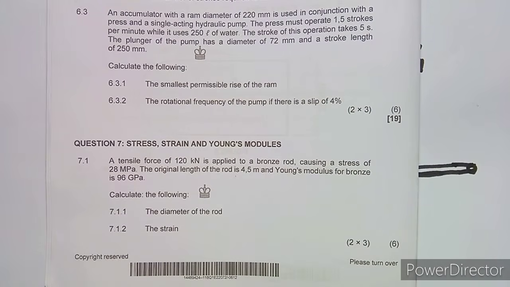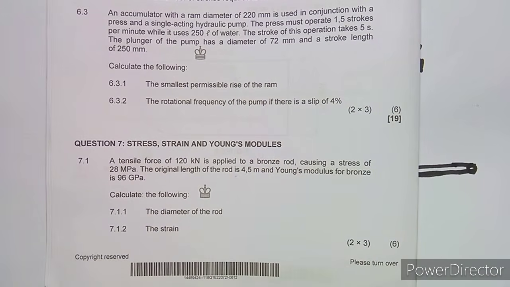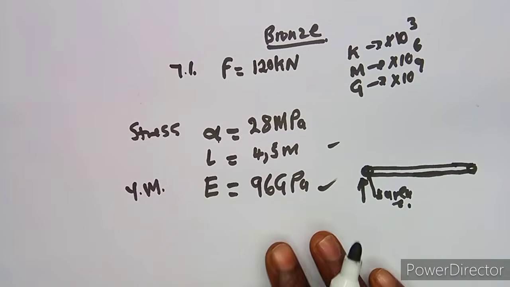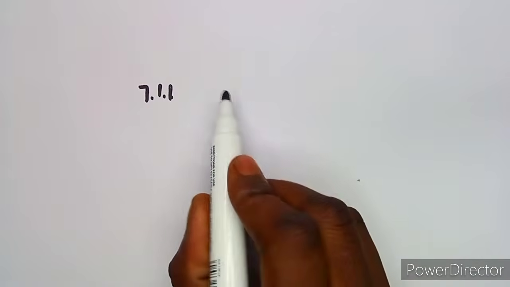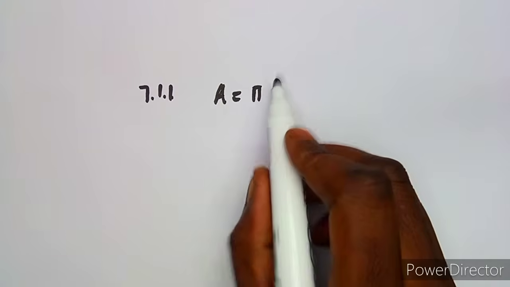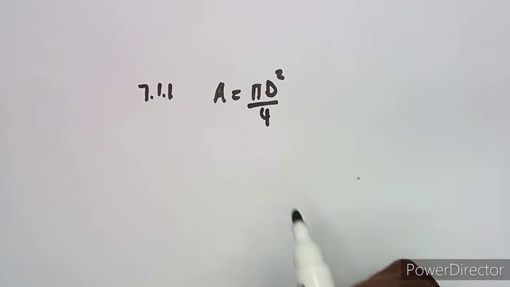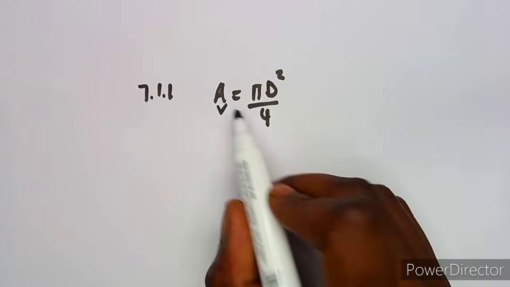In the exam, guys, if you want to find the diameter, you have to find where you can obtain the diameter. The diameter can be obtained from area. Why? Because we know that this is the formula. So let's see how we are going to get this diameter. This is 7. We know that area is given by pi d squared over 4. So that's your area here. But we do not have this area.